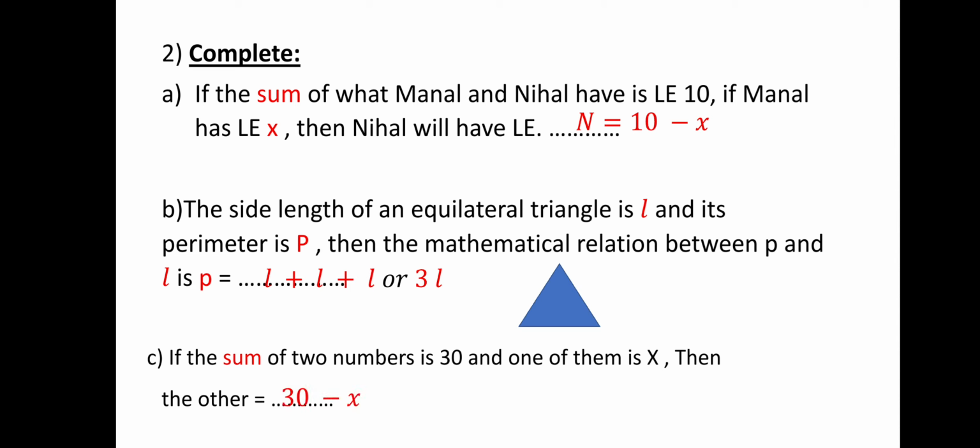The sum of two numbers is 30. So we have the sum is 30, it's a big number. And one of them is X, it's a small number. He wants the other small number. The other small number will be the sum minus X. We change addition into subtraction here.